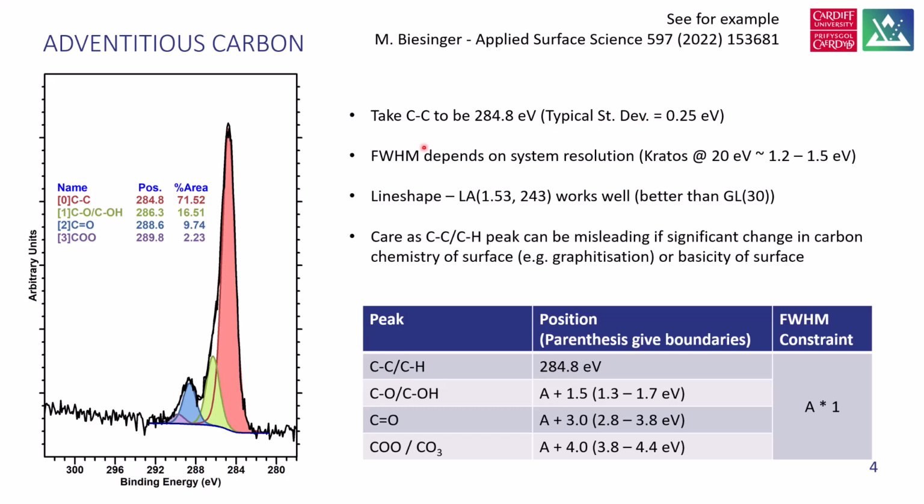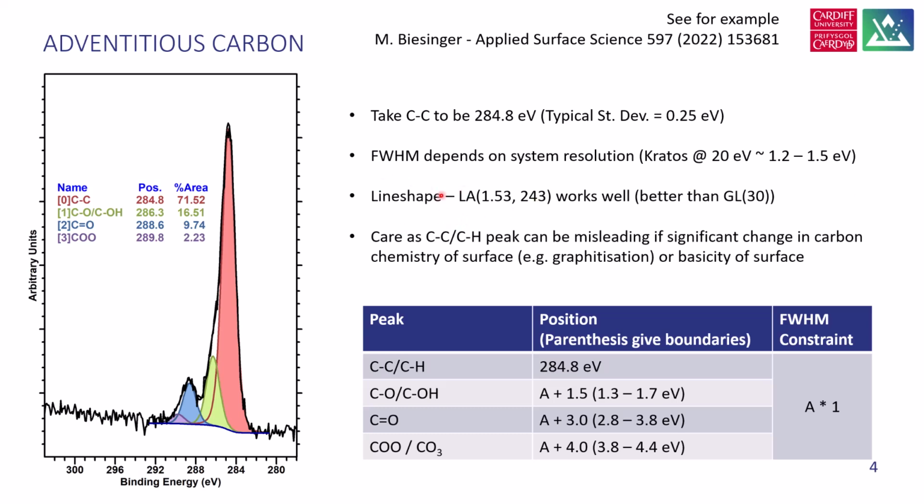Now, the full width half maximum of each peak when you come to fitting tends to depend on the resolution of your system. So very roughly speaking, if you take a Kratos Axis Ultra or Axis Supra type system, then at about 20 eV pass energy, you will have the full width half maximum of these peaks generally somewhere in the region of about 1.2 to 1.5 electron volts. Of course, this does depend on if there is a slight degree of charging, the degree of oxidation, or how much carbon is on the surface and so forth, but this gives you some idea of what you might find.